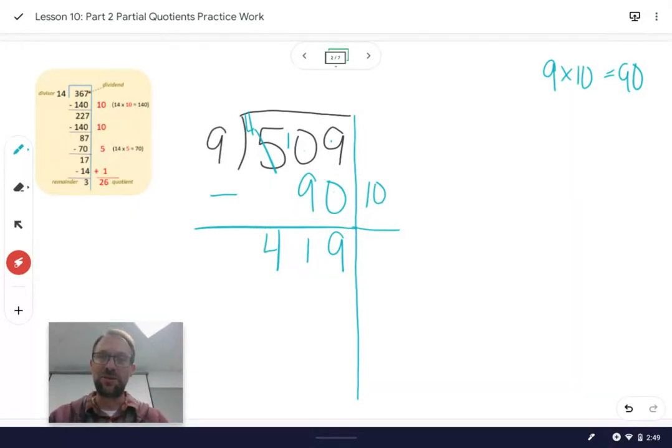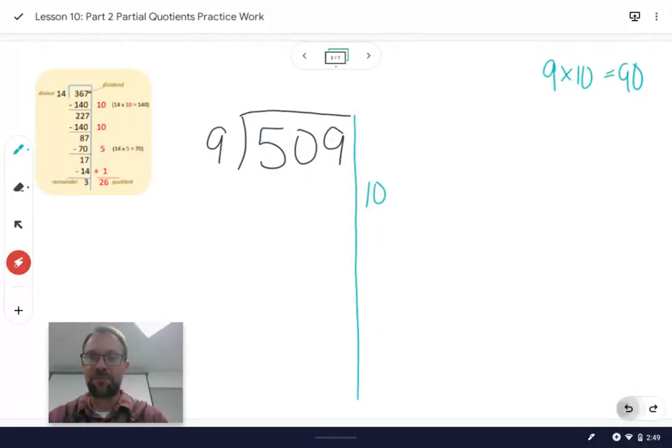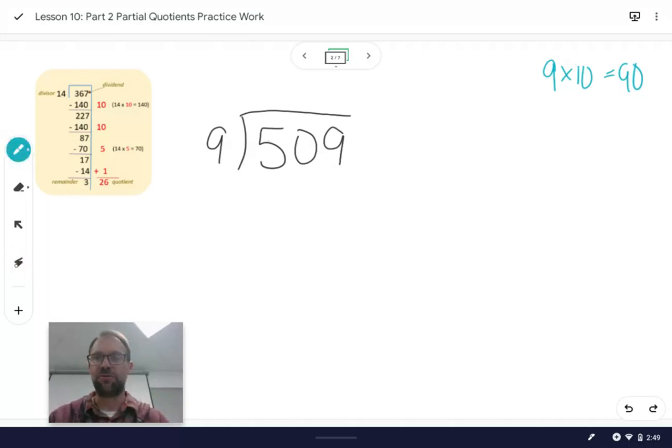And the way we do that is by trying to use the biggest partial quotient we can. So let's back up a little bit here. Let me back up. And let's consider a bigger partial quotient. What if we had a bigger group of 9s? Like, what if we had 20 9s?